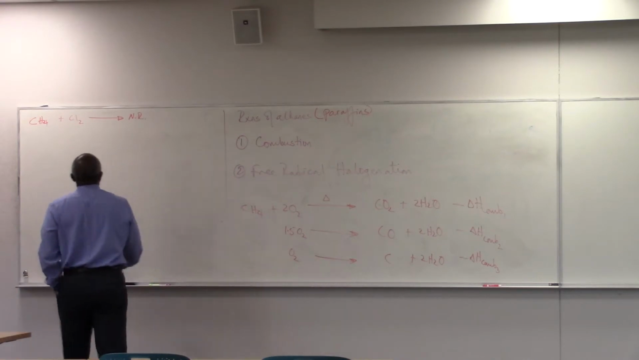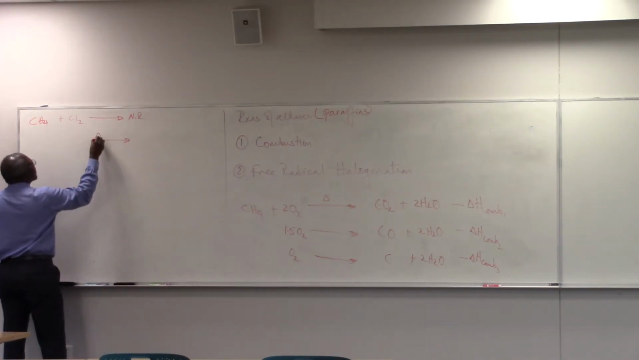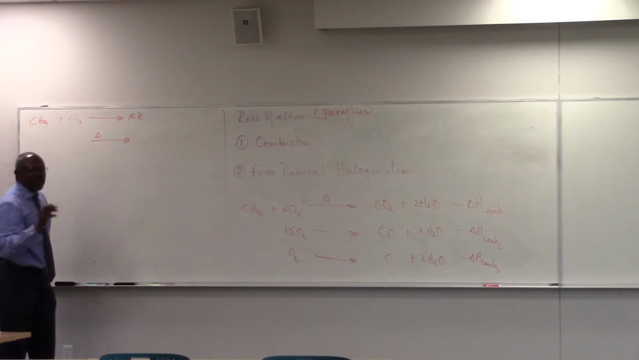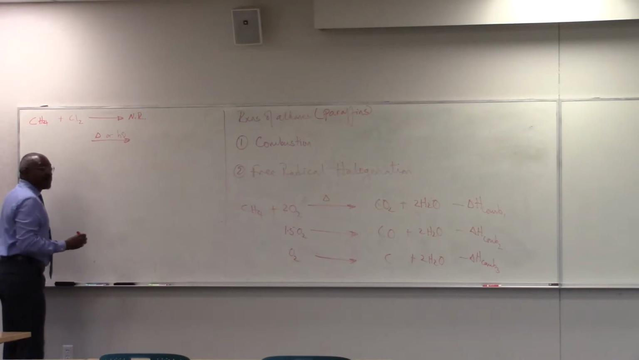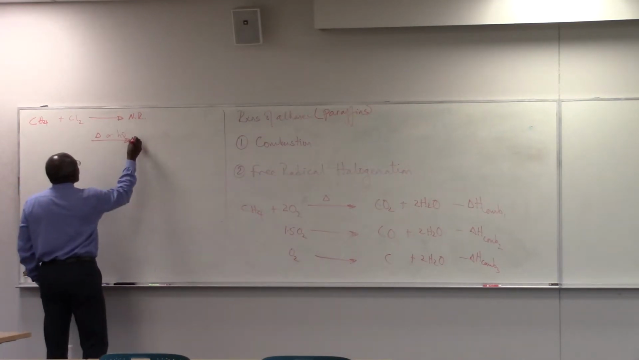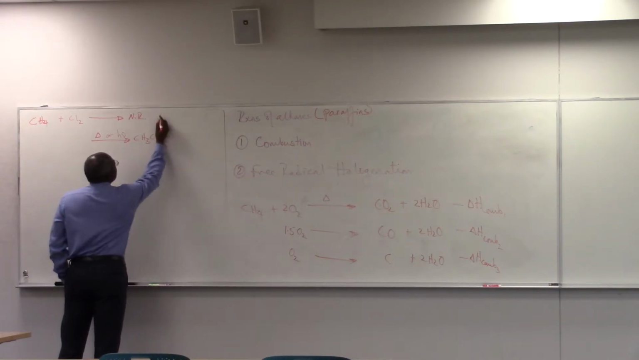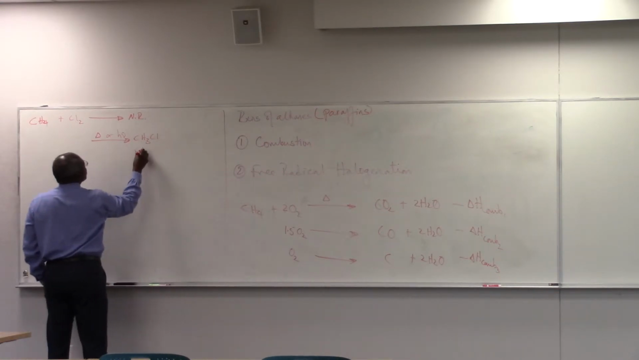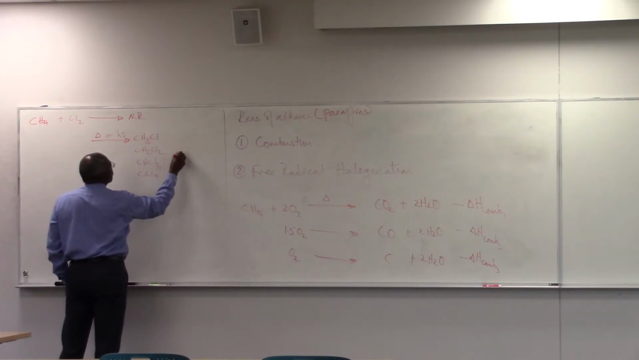But if I were to heat it, and that's typically about 350 degrees Celsius, or expose it to light, I will get a cascade of reactions that gives rise to monochloromethane, dichloromethane, trichloromethane, carbon tetrachloride, together with HCl.